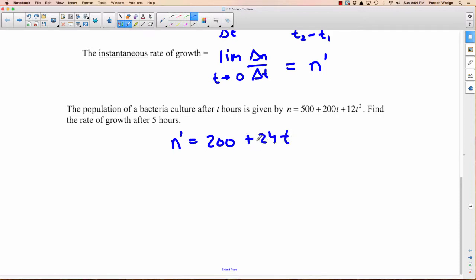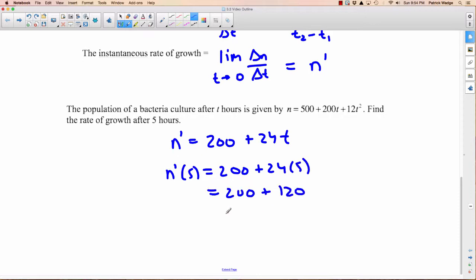So now we can plug any time we want into here. We want to plug 5 into there, so we're doing n prime of 5. We got 200 plus 24 times 5, which means 200 plus 120, which equals 320. Rate of growth, so we're talking about bacteria, it's 320 bacteria per hour.